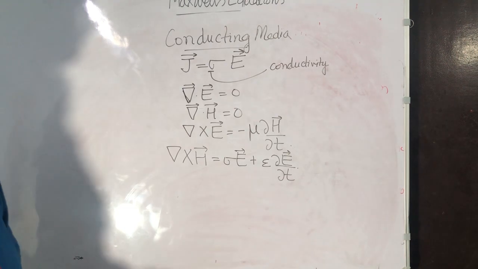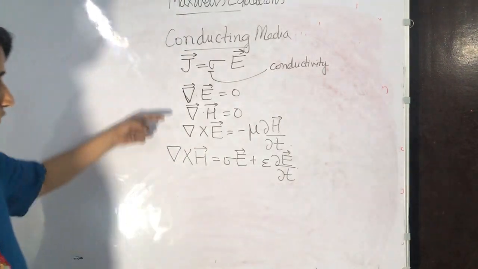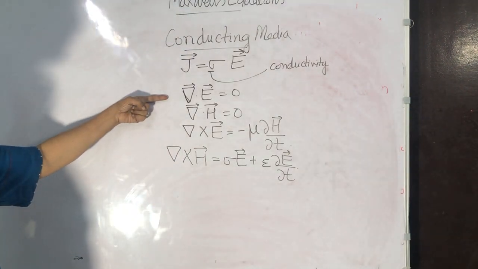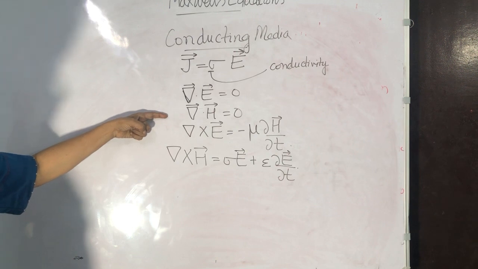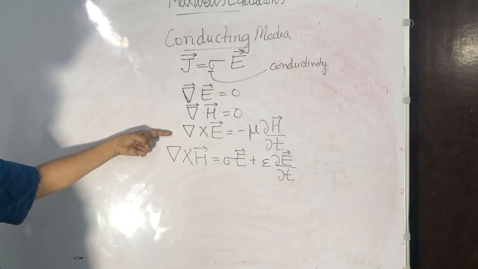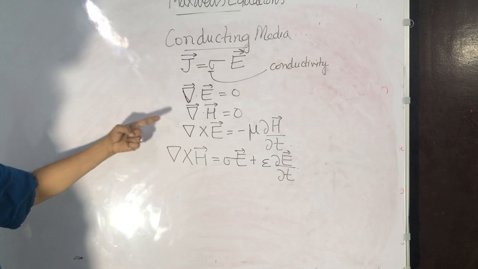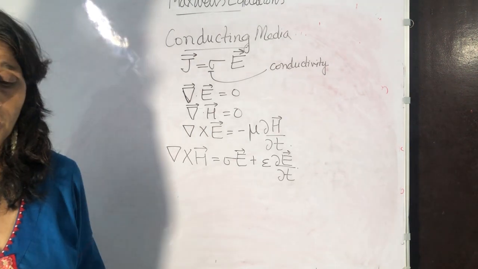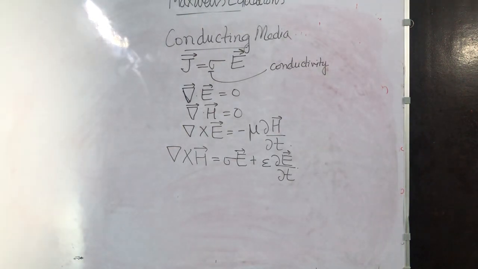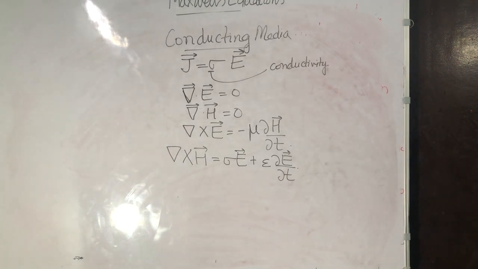So quickly, of Maxwell's equations, the first is Gauss's law of electrostatics, the second is Gauss's law of magnetostatics, the third is Faraday's law of electromagnetic induction, and the fourth is the modified form of Ampere's circuital law, which included the time varying fields.